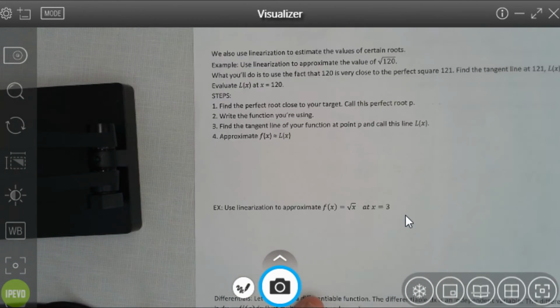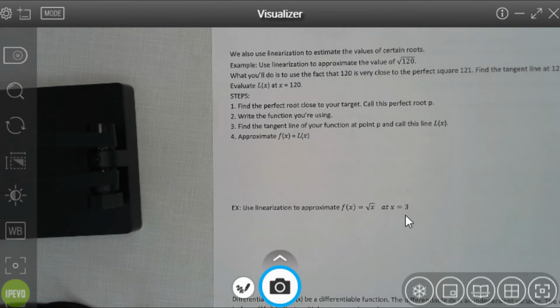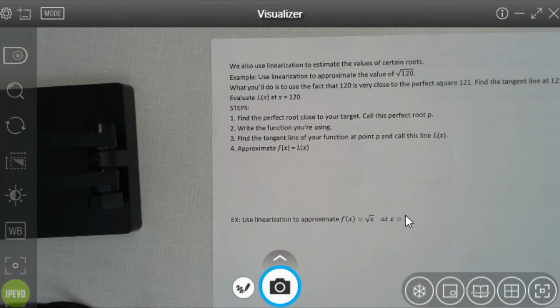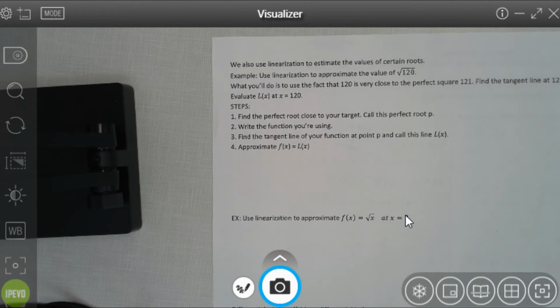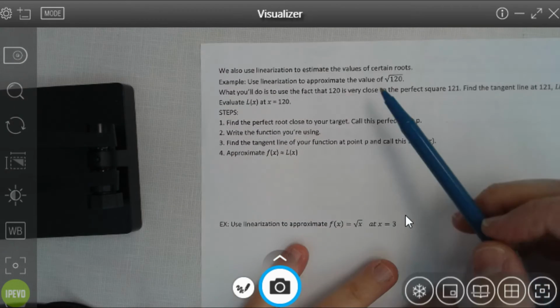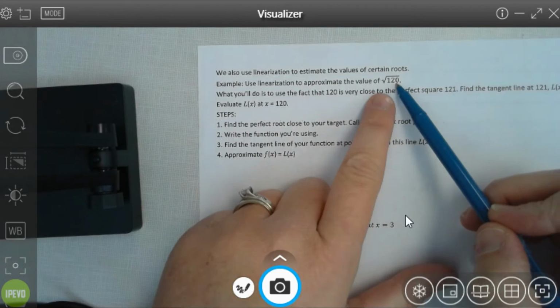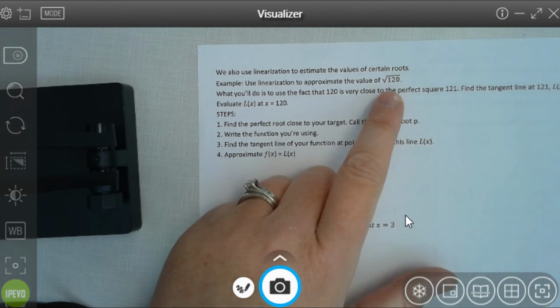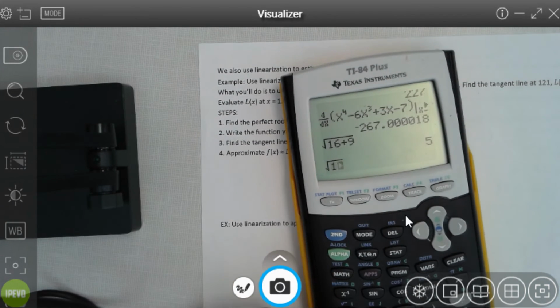Let's see what we got on the back. Oh, yes. None of these are on Delta Math, but a lot of professors love this type of question, so I wanted to throw one on here for you. They love to use the linear approximation to actually figure out square root values. So you could type in the square root of 120 in your calculator, and let's see what we end up getting out.